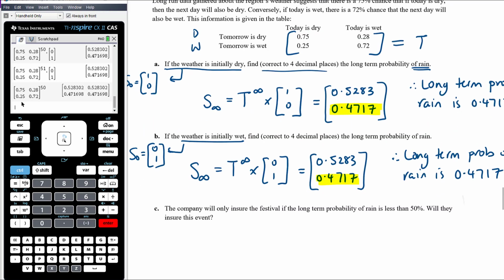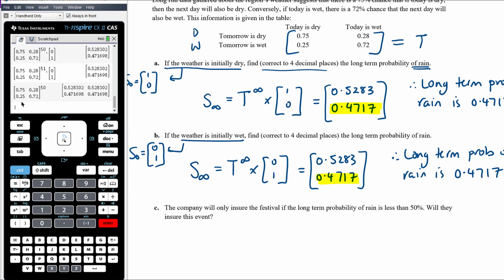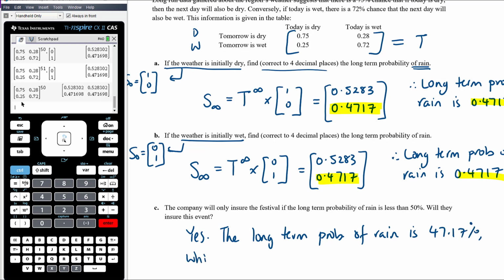The company will only insure the festival if the long-term probability of rain is less than 50%, and we've found through both part A and B that the long-term probability is 47%, and so the insurance company will insure this event. Yes. The long-term probability of rain is 47.17%, which is less than 50%.